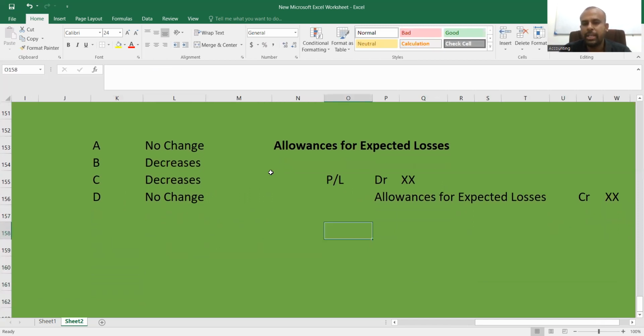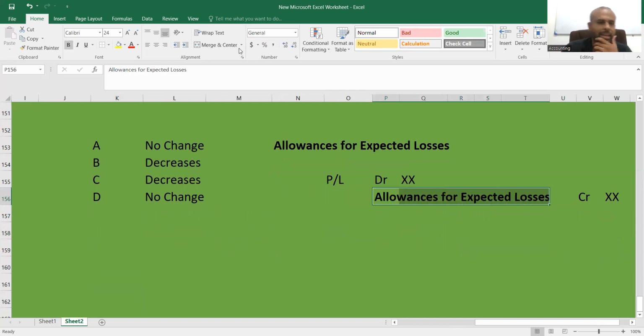When making the balance sheet, the allowance is deducted from debtors. But the allowances are not recorded in the control account. Right? What is the next one?